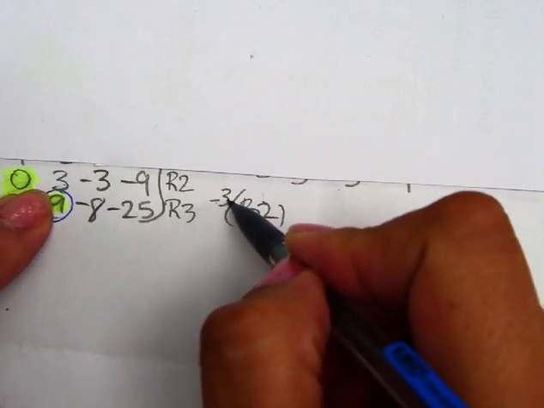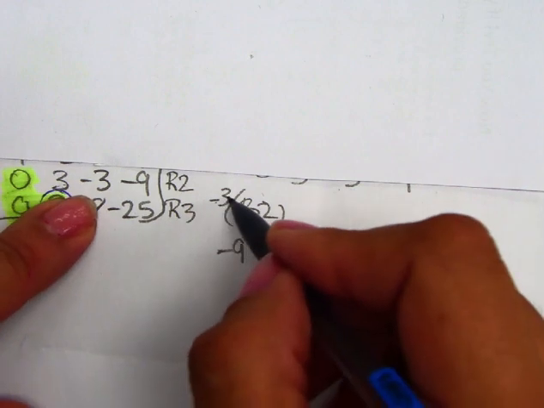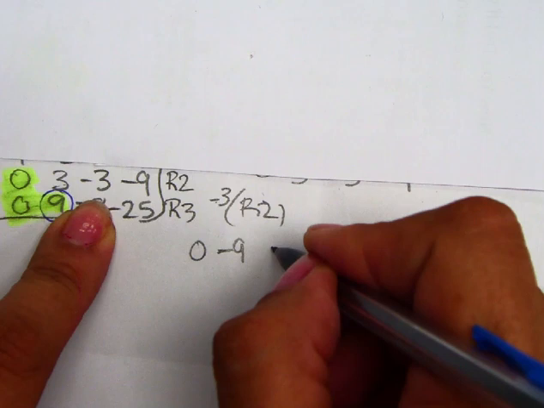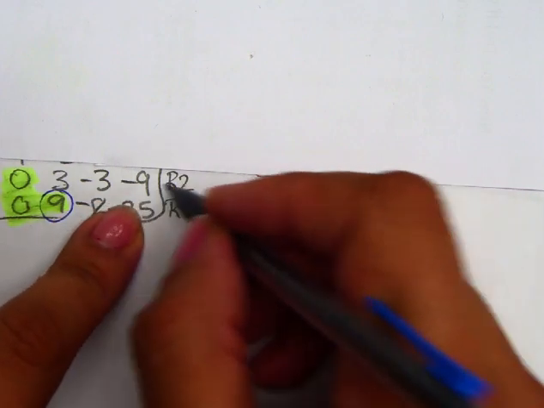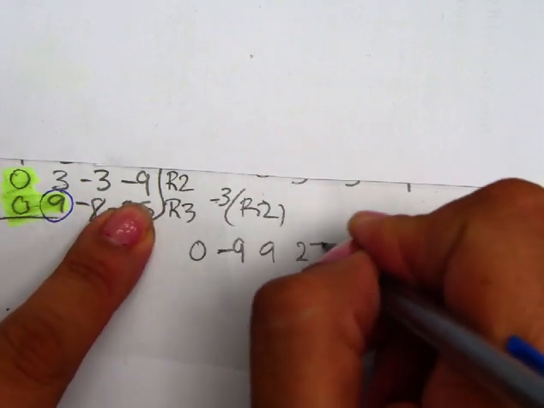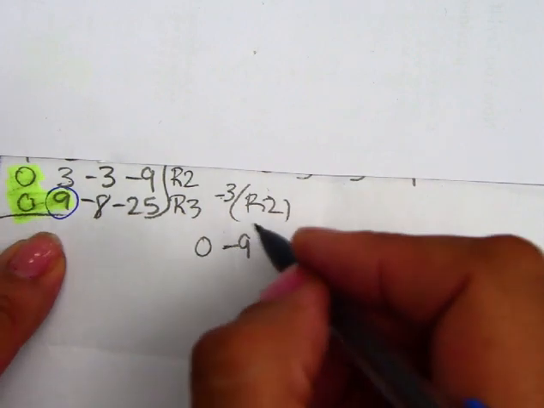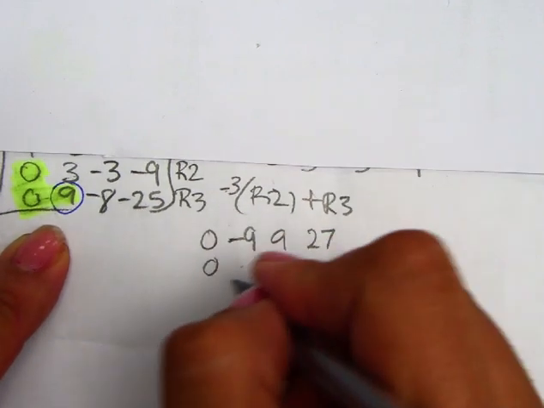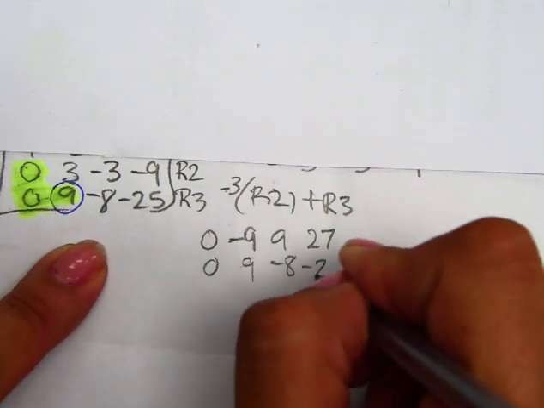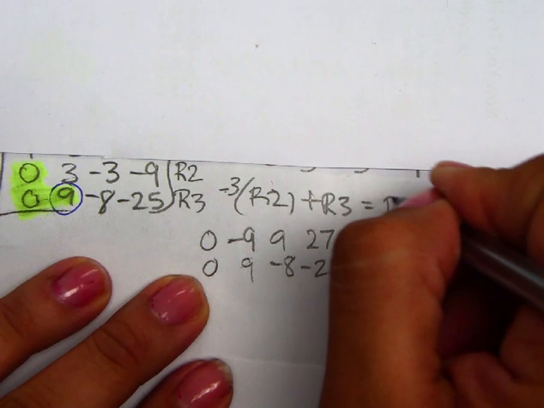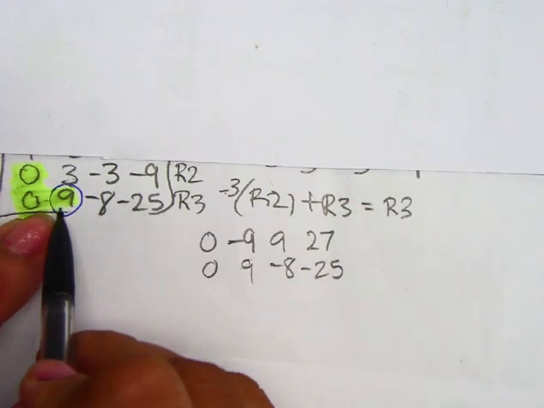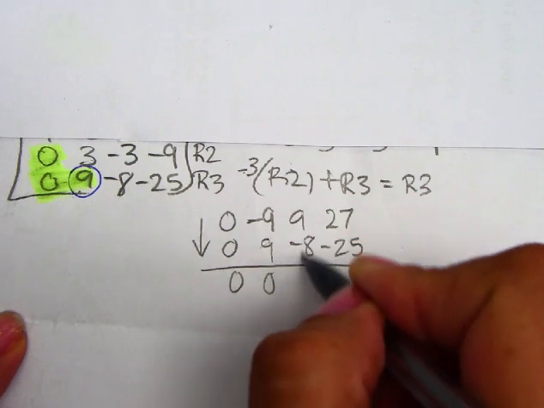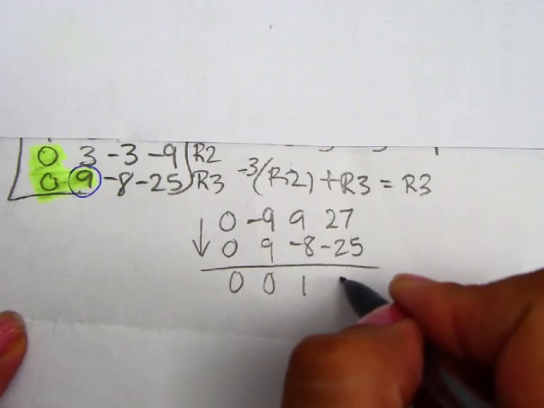Negative 3 times 3 is negative 9. And then you need to multiply the whole row. So we're going to have 0 in the front. Negative 3 times negative 3 is positive 9. And negative 3 times negative 9 is positive 27. Next, we're going to just put our row 3. So we're going to add row 3 to this. So 0, 9, negative 8, and negative 25. And this will result in the new row 3 because we're trying to change that 9. So when we add these, we get 0, 0, 1, and then 27 minus 25 is 2.